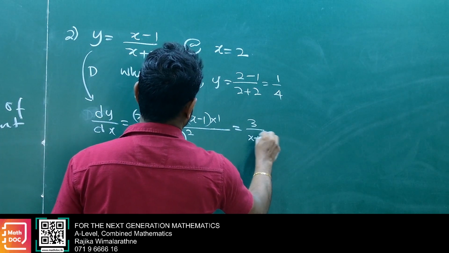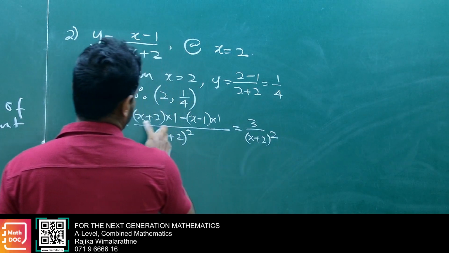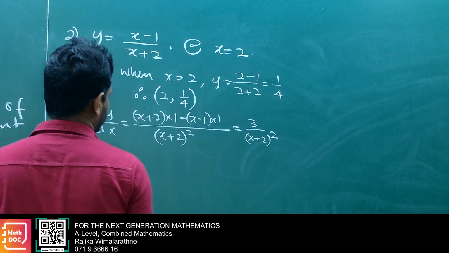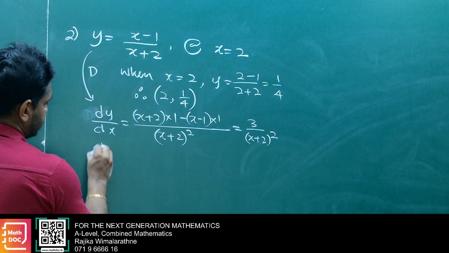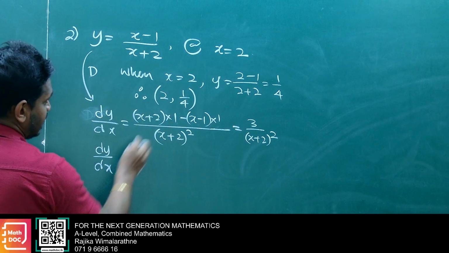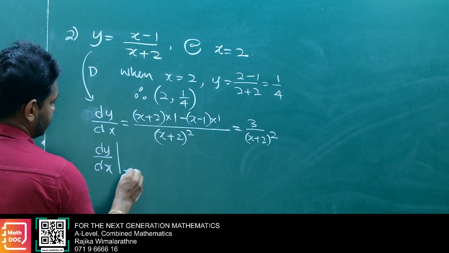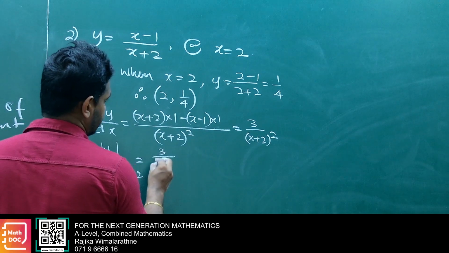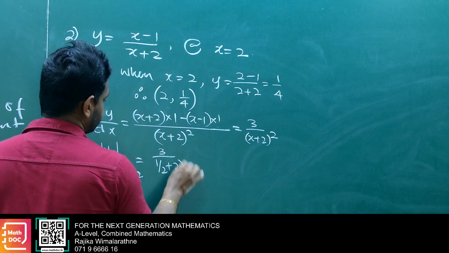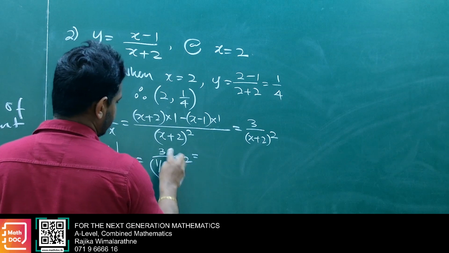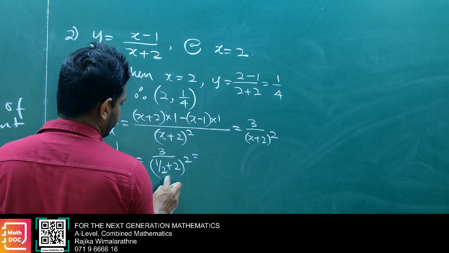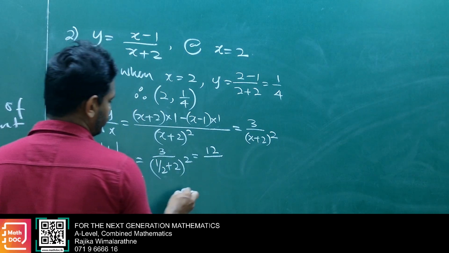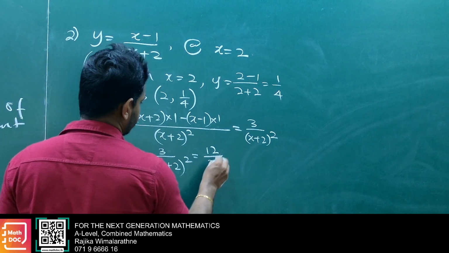3 over (x plus 2) squared. Here plus x minus x cancel, 2 plus 1, 3. Then you have to find dy by dx at this point. Put x equals 2 now. Here substitute 2. 3 over (1 over 2 plus 2) squared. Simplify. Here 2, 4, 3, 12. Here 2, 1, 4 plus 1, 5, 25.